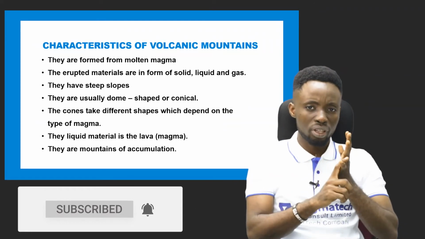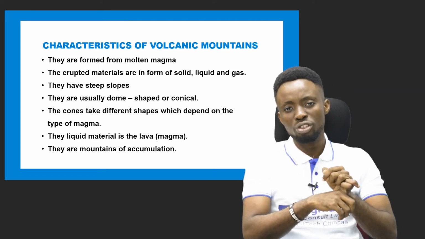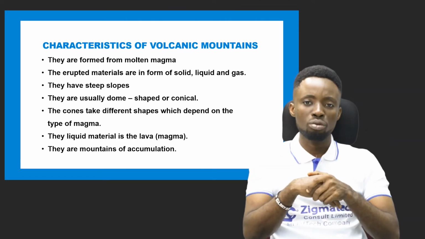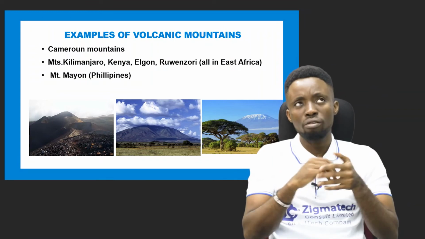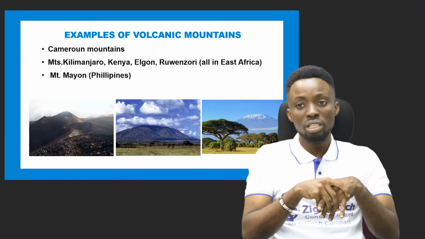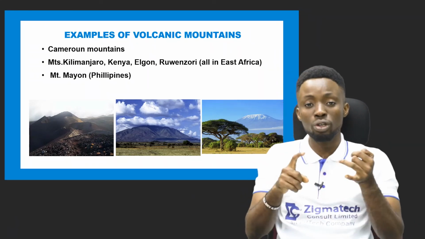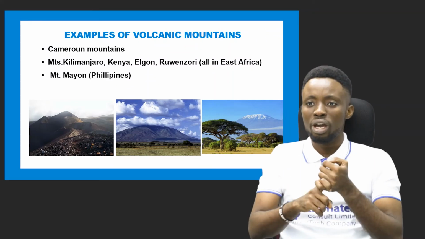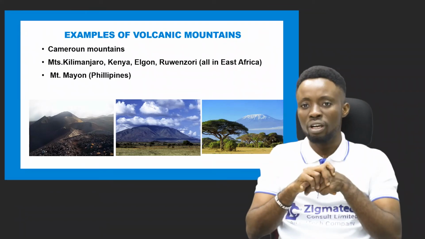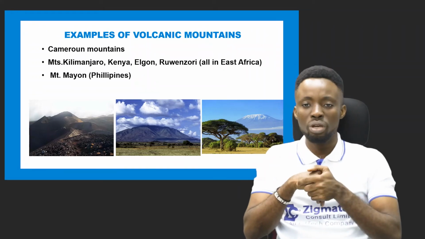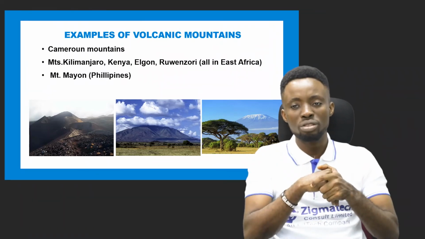And the liquid material that comes out from the chamber is called the lava, and they are also referred to as mountains of accumulation. So examples of volcanic mountains we have in the world. One popular example is Mountain Kilimanjaro in Kenya. Then we have Mountain Elgon. We also have Mountain Kenya too in Kenya, and we have Mountain Rwenzori, all in what? All in the eastern part of what? Of Africa. Then if you go to Asia, we have Mountain Mayon in the Philippines, and then in the central part of Africa, we have Mountain Cameroon.